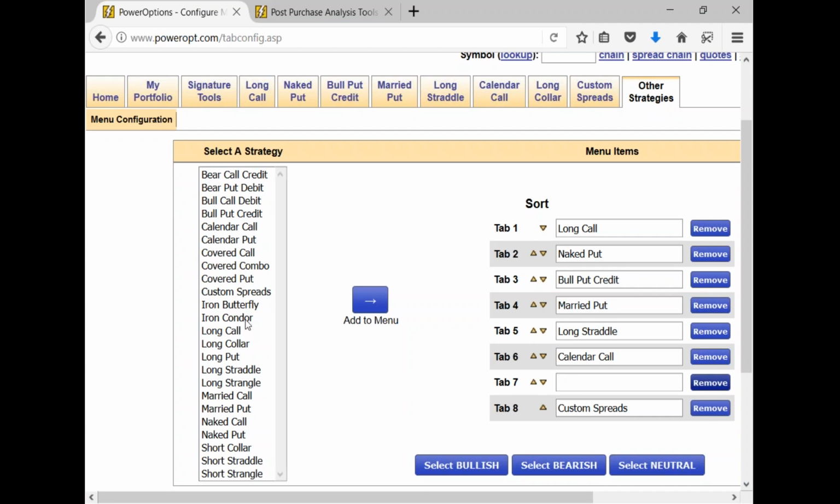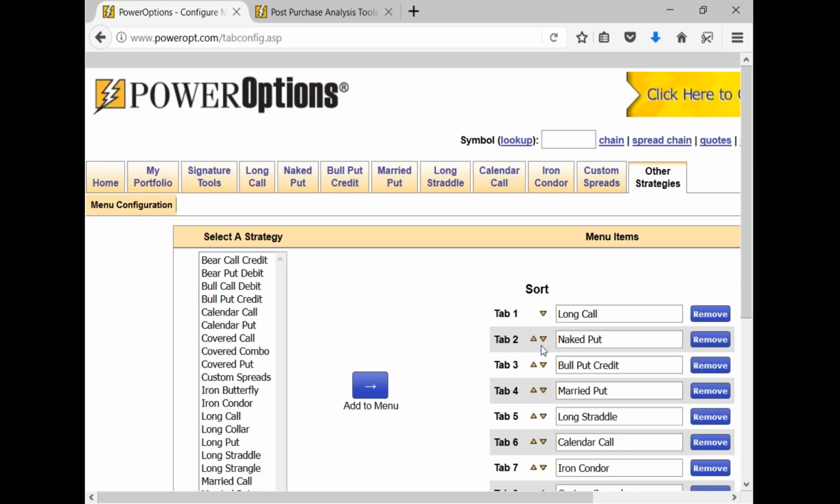Okay, so let's go ahead and add Iron Condors to my menu and save that configuration here. Go into search.